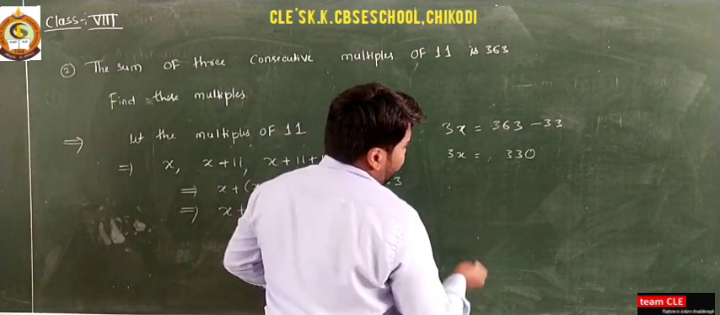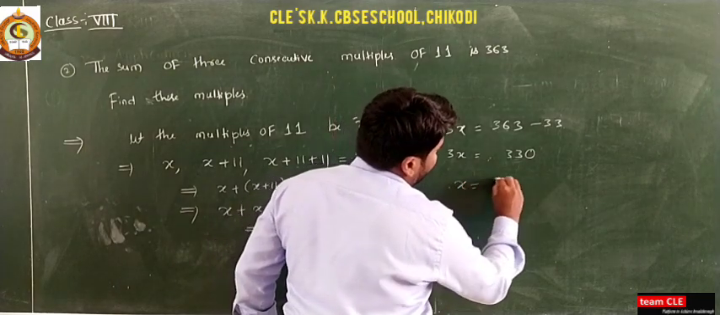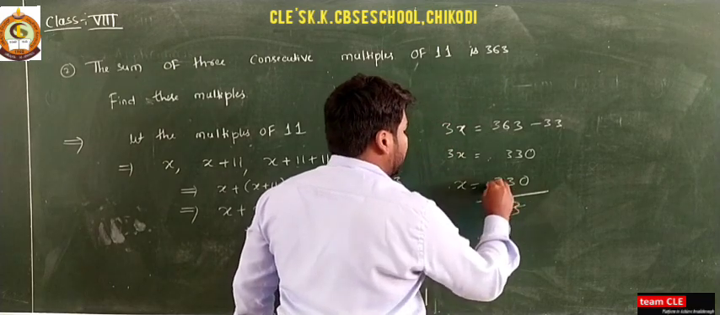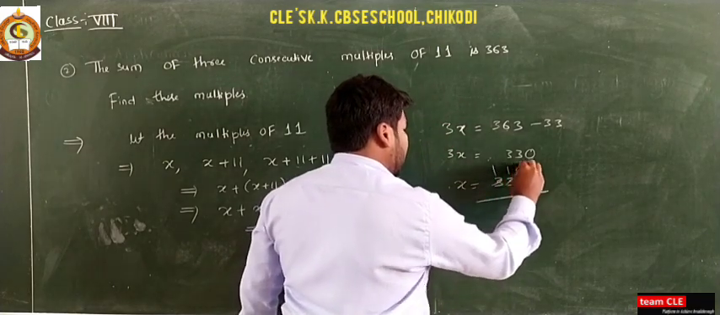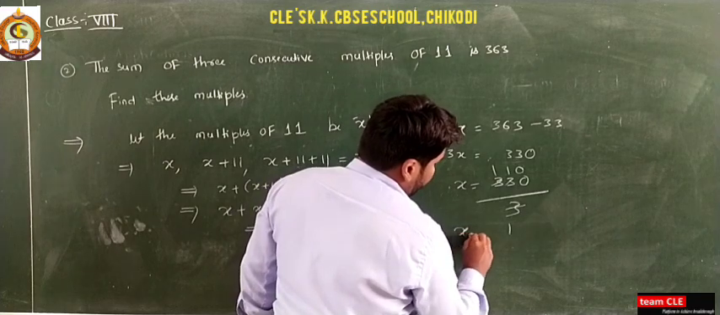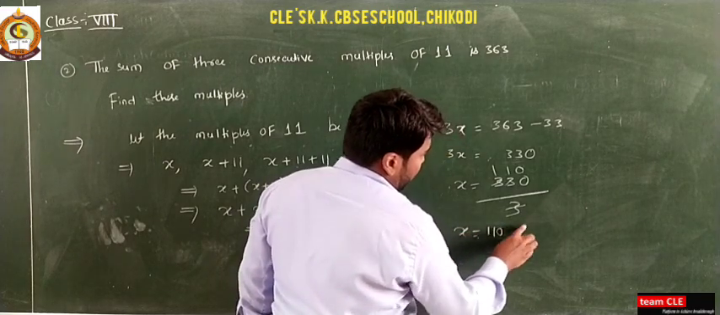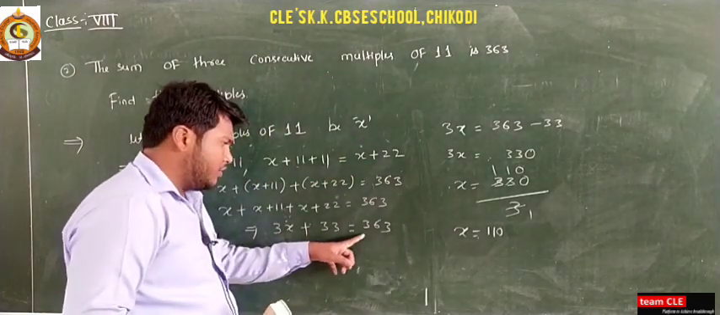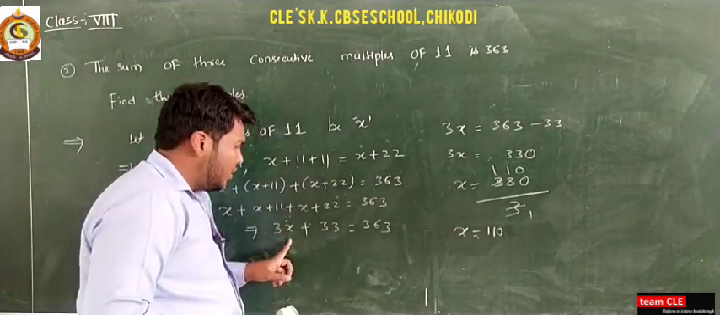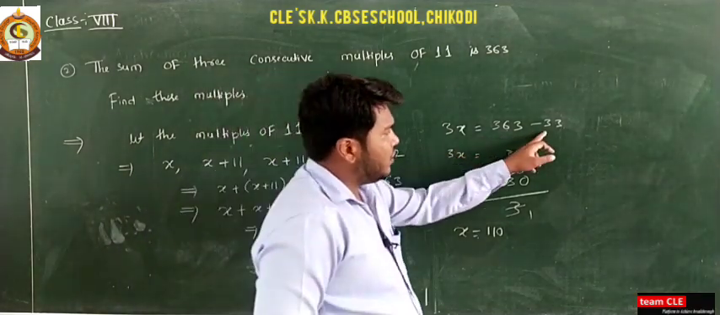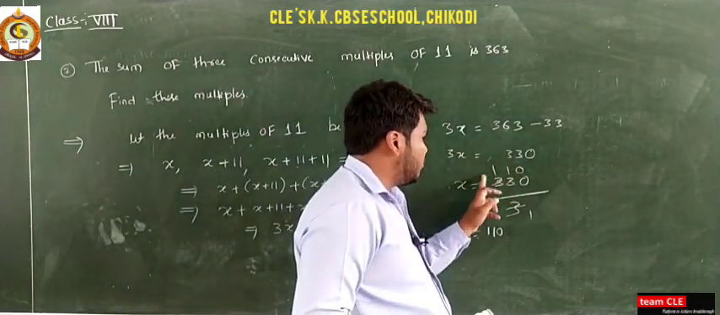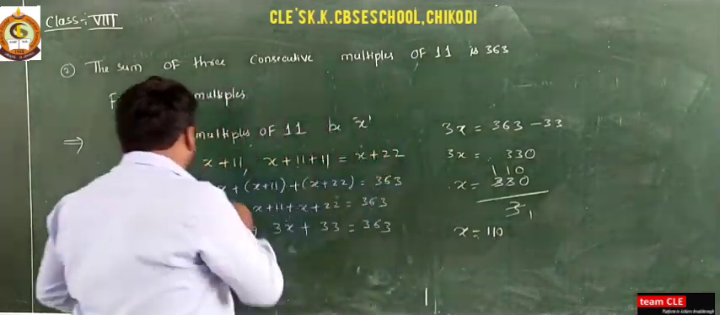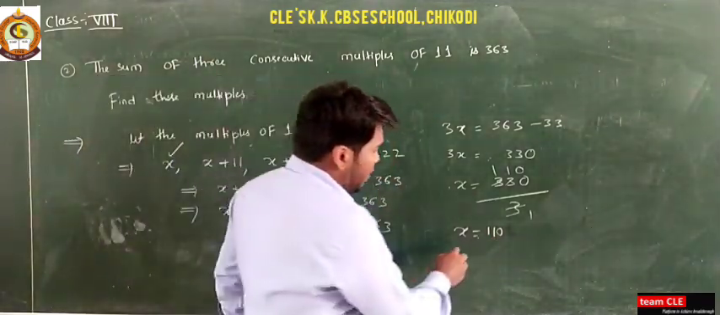So now x is equal to 330 divided by 3. 3 ones are 3, 3 ones are 3, and 0 as it is, so x is equal to 110. So 3x plus 33 is equal to 363, 3x is equal to 363 minus 33 which is 330, then x is equal to 330 divided by 3, x is equal to 110. So this is the first multiple, x is equal to 110.